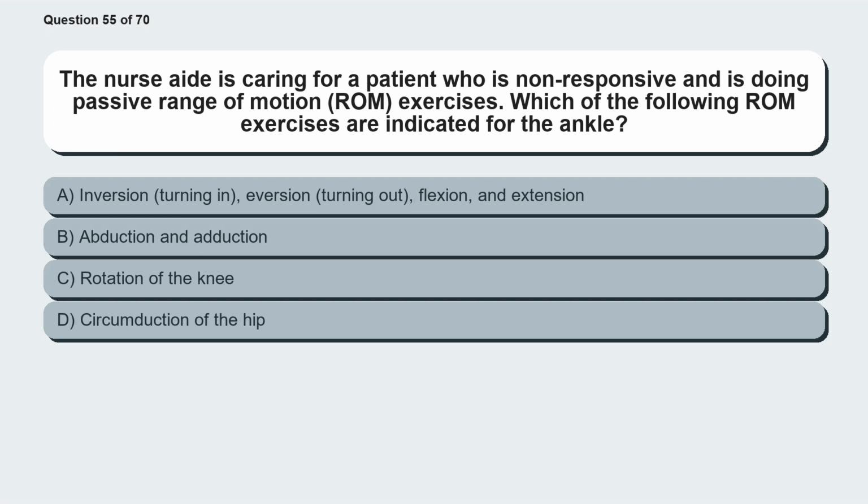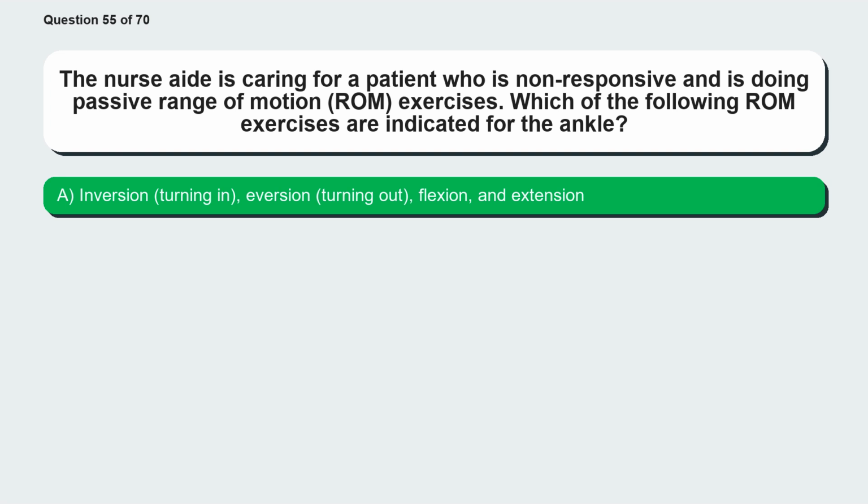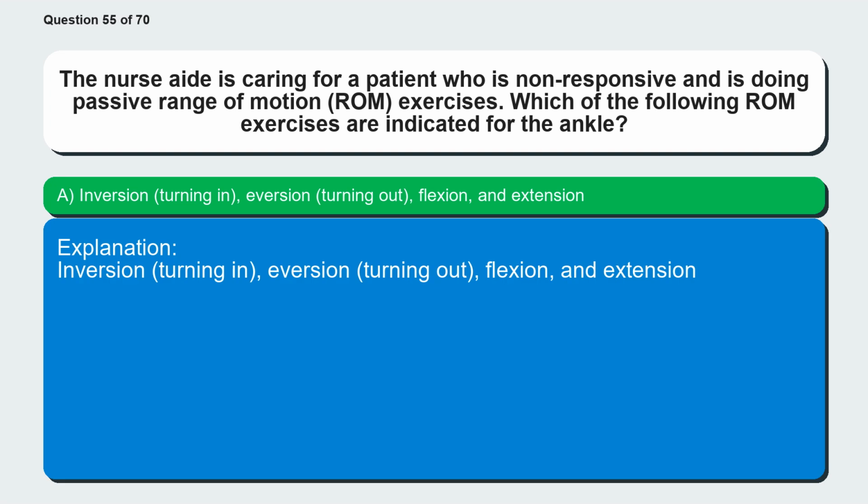Question 55. The nurse aide is caring for a patient who is non-responsive and is doing passive range of motion (ROM) exercises. Which of the following ROM exercises are indicated for the ankle? Option A, inversion, turning in, eversion, turning out, flexion, and extension. Option B, abduction and adduction. Option C, a rotation of the knee. Option D, a circumduction of the hip. The correct answer is option A, inversion, turning in, eversion, turning out, flexion, and extension.